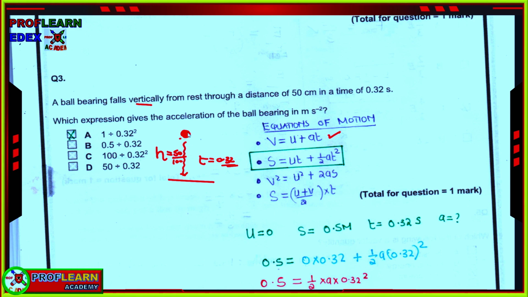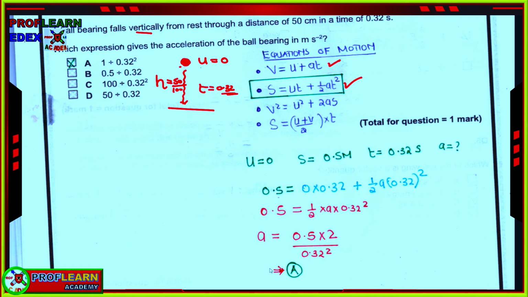Now, if we were working out the expression that gives acceleration, which equation can we use? We're going to use the second equation because it has the acceleration that we are finding, the displacement, the initial velocity, which, remember, is 0 meters per second since it's starting from rest, and it has time. So this is the equation that has all the quantities. Then we can rearrange that, and our answer becomes A.